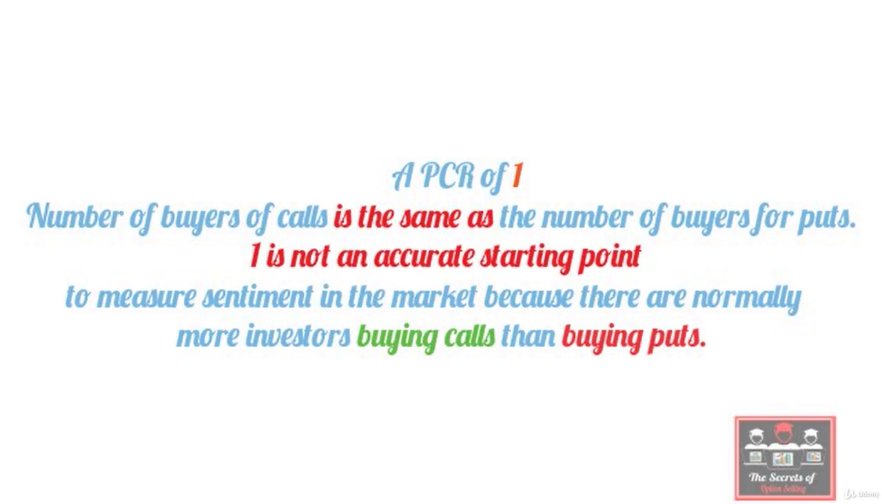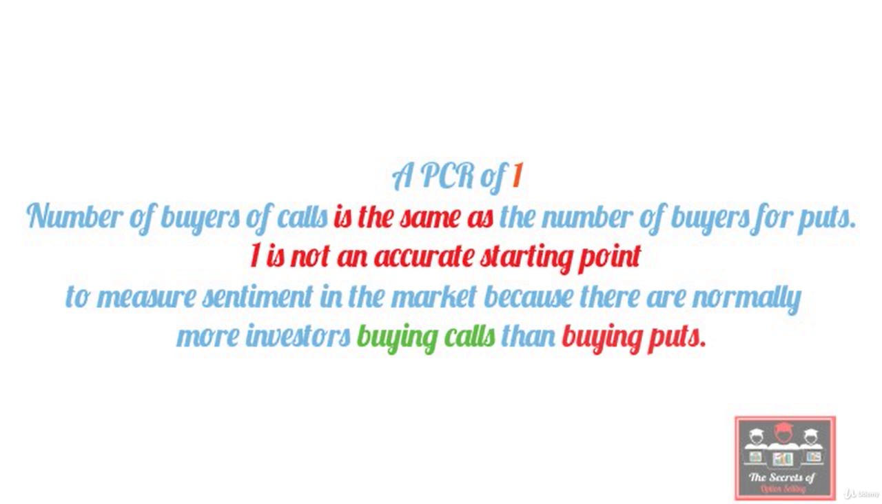A put call ratio of 1 signals that the total buyers of calls is the same as the total buyers of puts. Nevertheless, a ratio of 1 is not a precise starting point to gauge the outlook in the market, because there are generally more investors purchasing calls than puts. So a typical put call ratio of 0.7 for equities is considered a decent starting point for assessing the outlook.